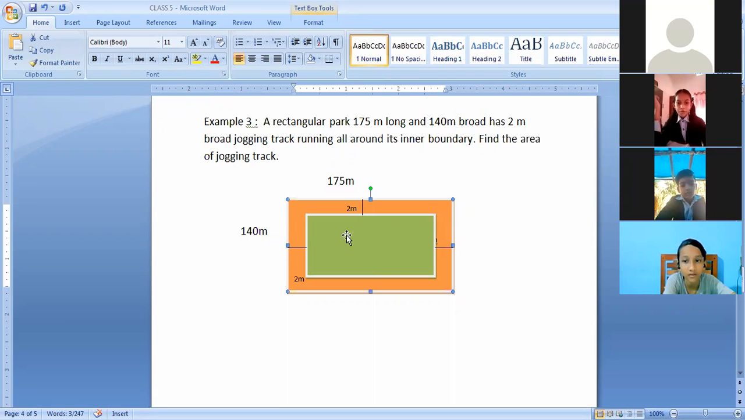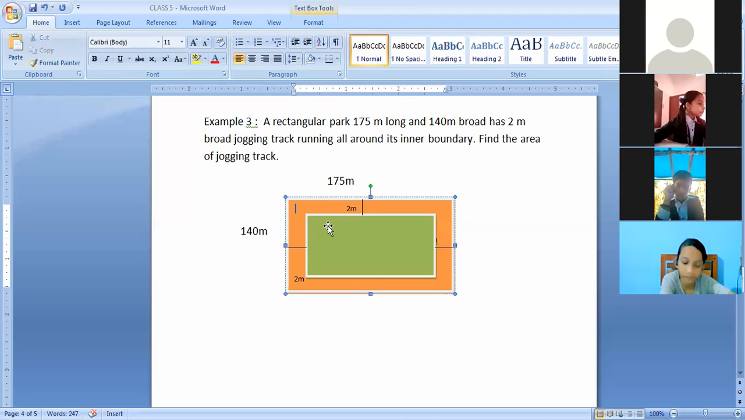Yes, we can find the area of the park because we have the length and breadth of the park, right? The park is the bigger rectangle. We can find the area of the bigger rectangle, that is the park, because length and breadth are given.